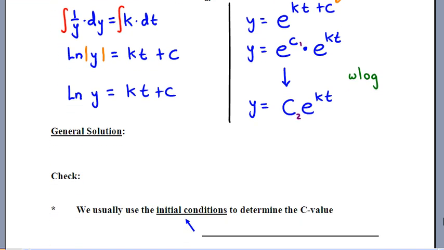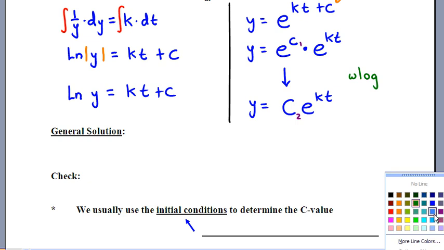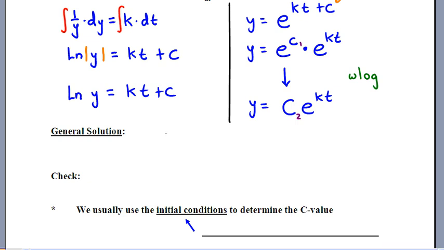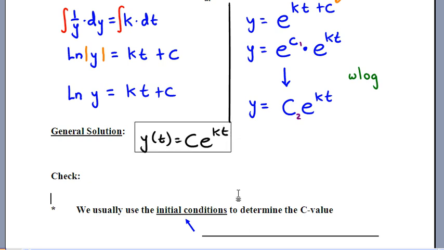Now, in a couple of seconds, I'll show you how to find the c. It's remarkably easy. But first, let's just do a quick little check of this general solution. Right? So we've found the general solution, y at any time t is equal to some constant c e to the kt. Right? That's our general answer. It'll only get specific once we throw in some nice value for that c. But let's just check this out and make sure it's okay.